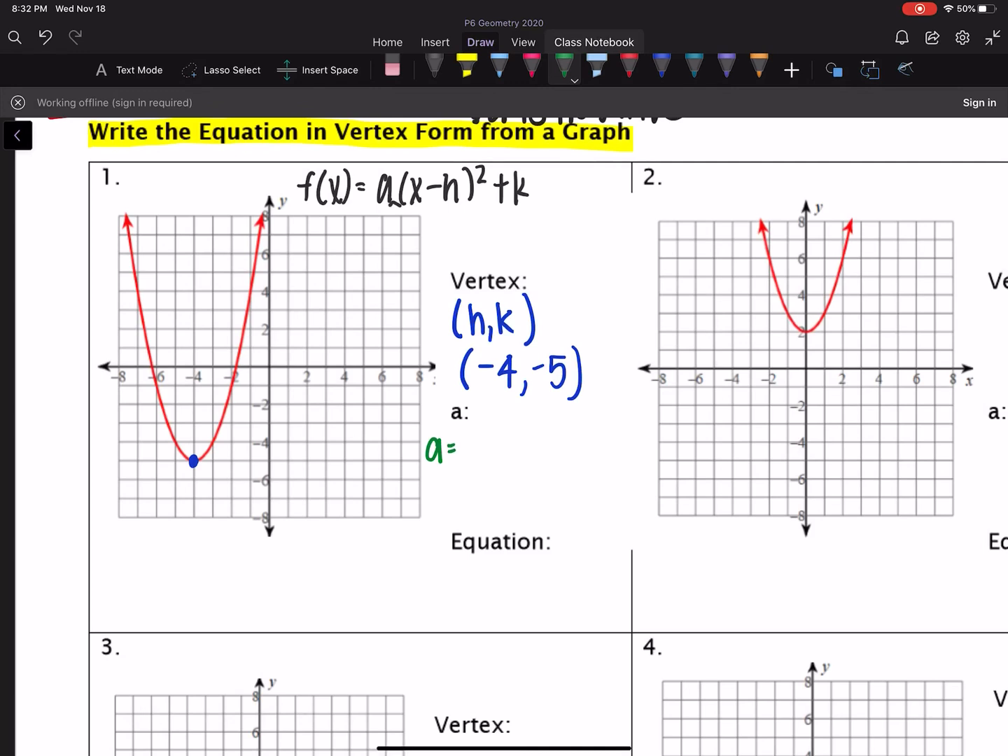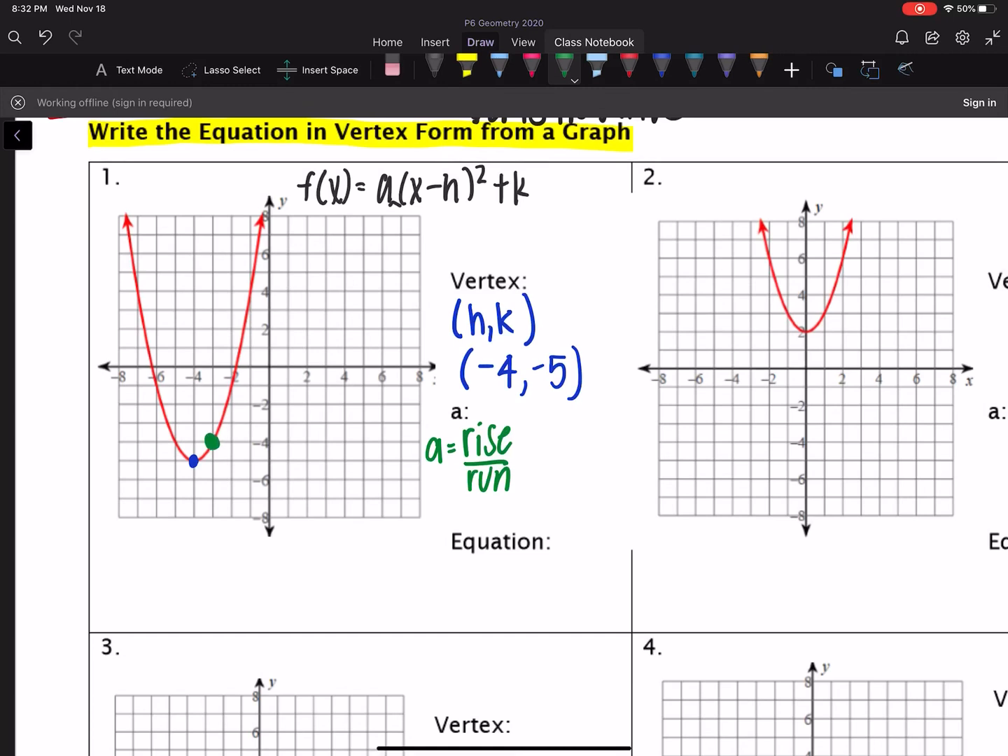Then I want to go ahead and find my a value. Remember, my a tells me if there's going to be a stretch or a shrink or a reflection with my parabola. So I'm going to try to find if my parabola gets more narrow than the parent function, more wide, or if it's going to be opening downward. So in order to do that, I'm going to calculate the rise over run from my vertex to an easy point on the parabola.